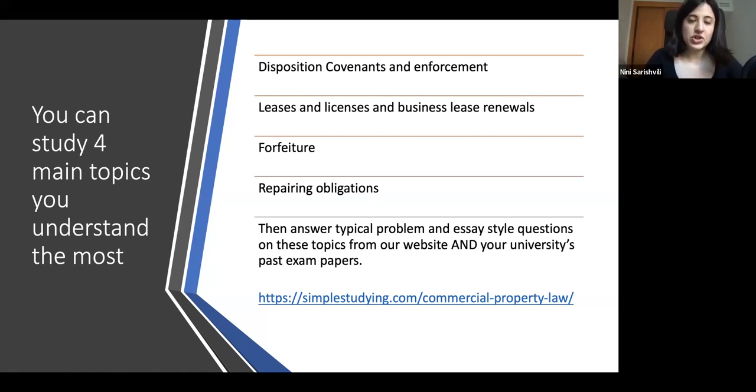It is very important that you have a look at your past exam papers of your particular university and then analyze what kind of questions you're most likely going to get. So what kind of problem questions are you going to get on these topics? What kind of essay questions are you going to get on this topic? So if you have a look at past exam papers of at least 2 or 3 years, as much as the university provides, you will be able to prepare for your exam very well, because usually exams are very similar to the ones the year before.